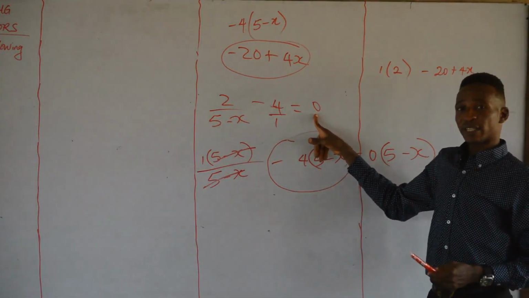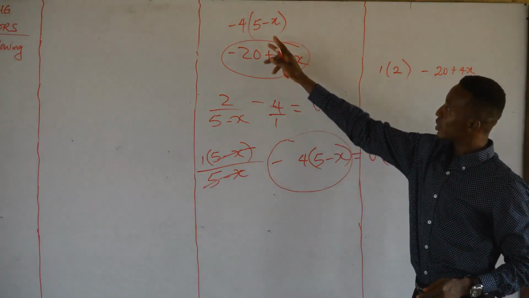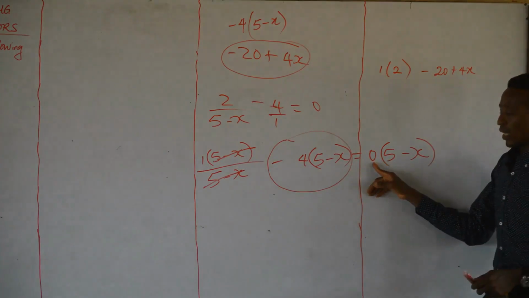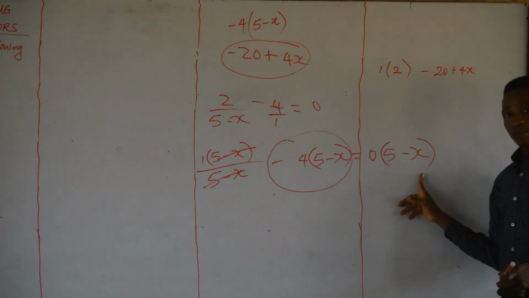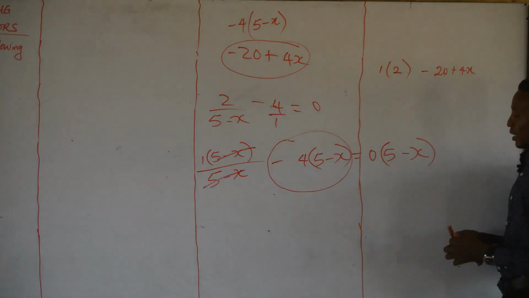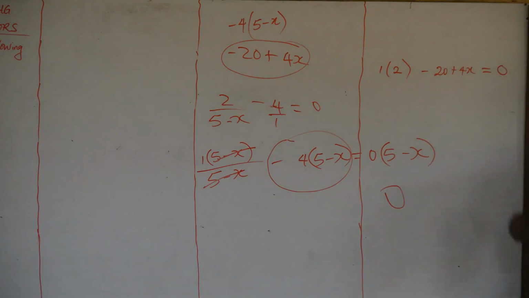Now, coming to the right hand side, just like the way I multiplied each of the values by the LCM, I've written it out here. The 0 that we have here multiplied by the LCM, which is 5 minus x. So 0 multiplied by all these values here definitely gives you 0. So everything we have here now equals 0.